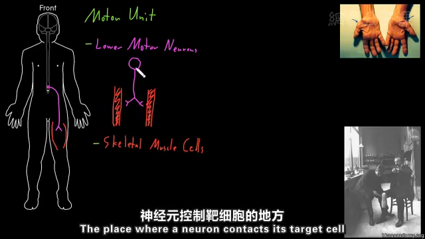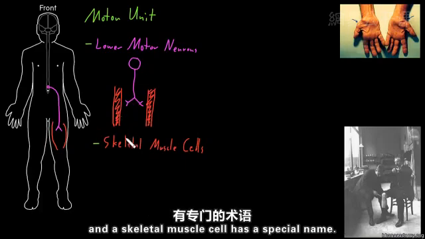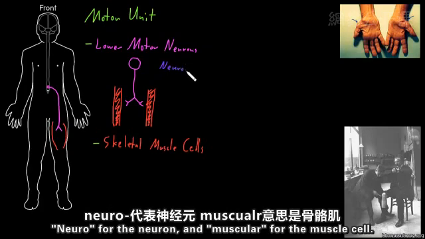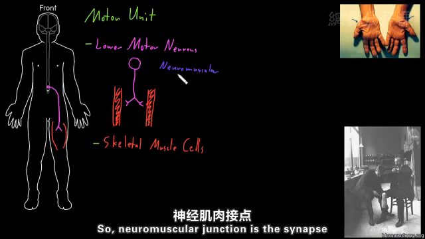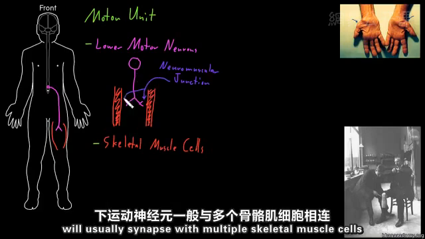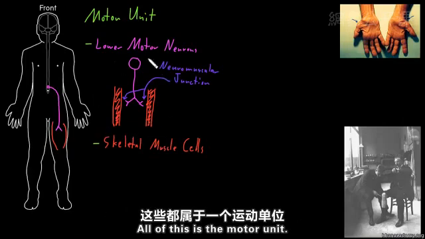Now the place where a neuron contacts its target cell is called a synapse, but this synapse between a lower motor neuron and a skeletal muscle cell has a special name, and that special name is the neuromuscular junction. Neuro for the neuron, and muscular for the muscle cell. So neuromuscular junction is the synapse between a lower motor neuron and a skeletal muscle cell. And lower motor neurons will usually synapse with multiple skeletal muscle cells, so they'll have multiple neuromuscular junctions. And all of this is the motor unit.